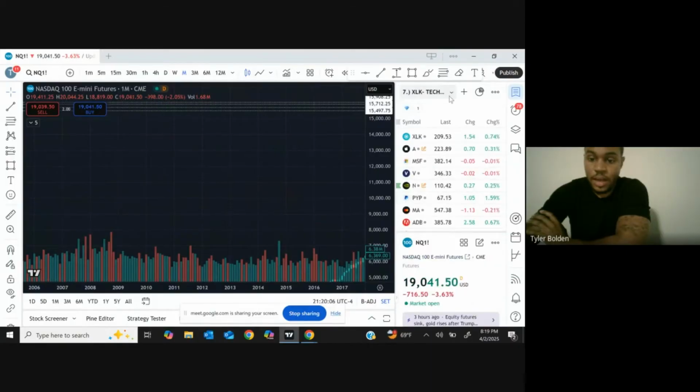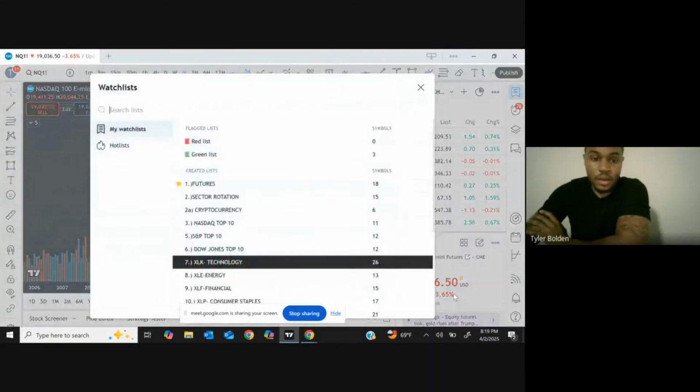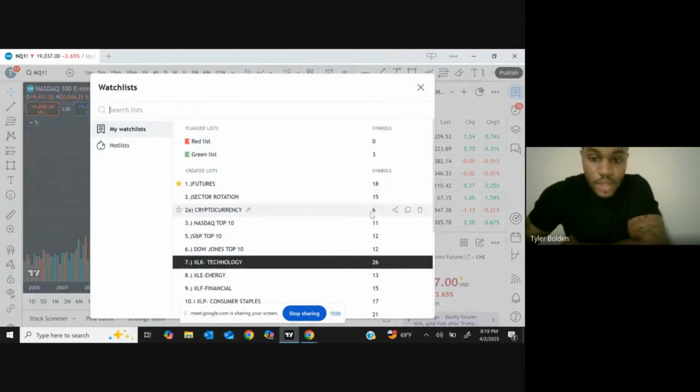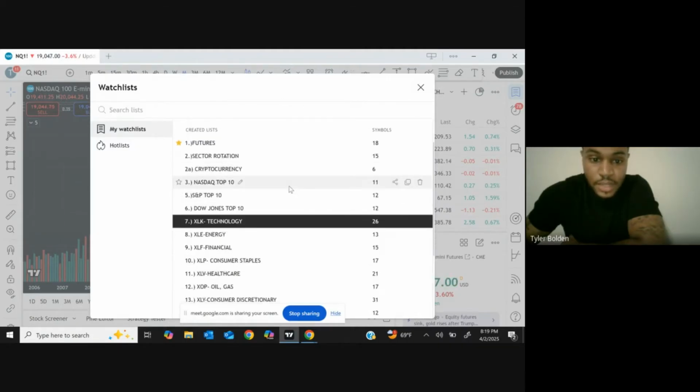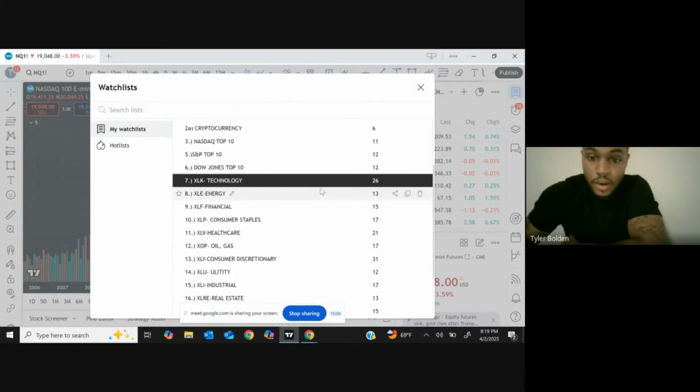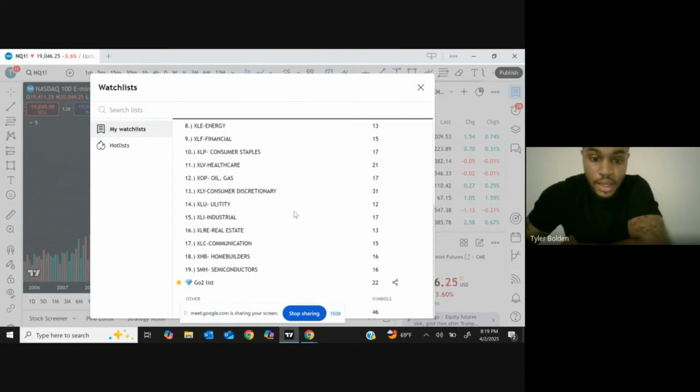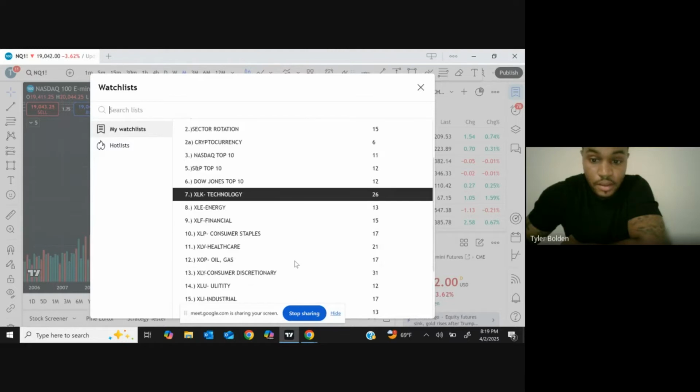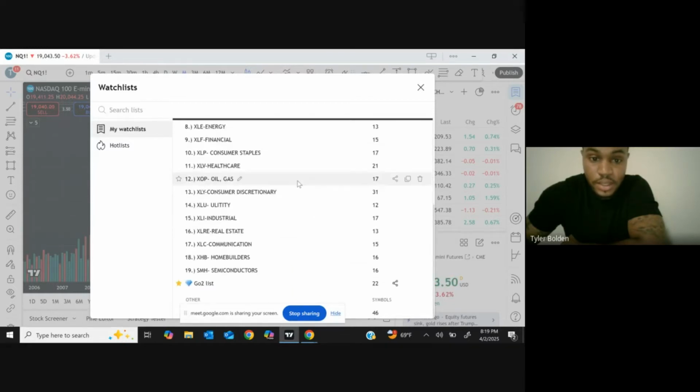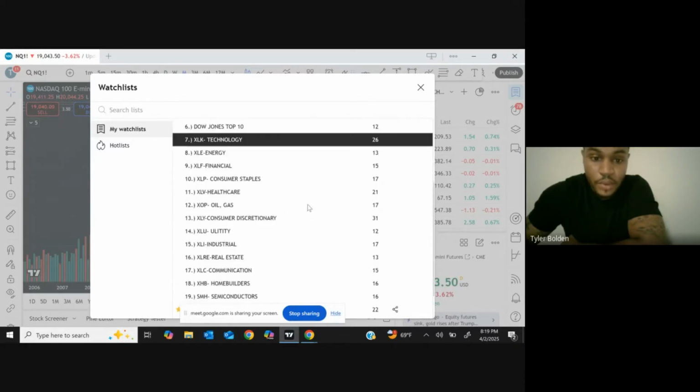Another thing I'll give y'all is this is my watch list. I start with the futures, I start with the sectors, then I got crypto too. I'm only looking at 6 crypto, the top 10 NASDAQ, top 10 S&P, top 10 Dows. Then I go through each sector and put in every stock. That's just how I look at the market. This is like my own personal heat map, if you want to say.